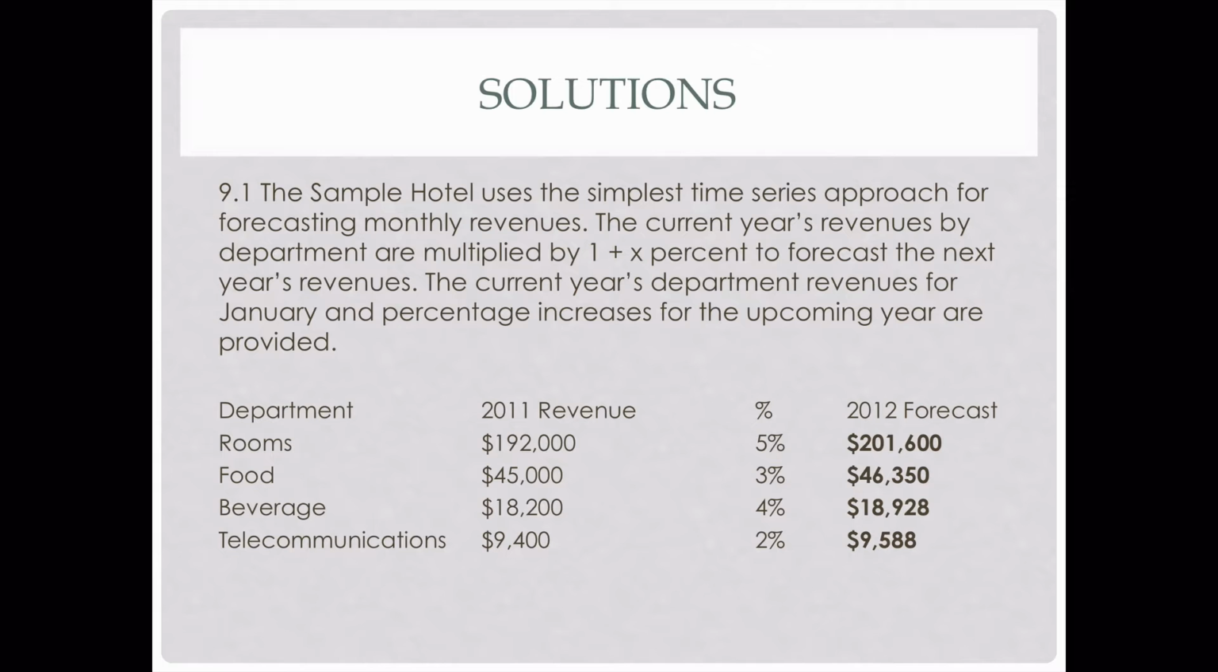The naive method, as we said before, is the simplest method. If you have no historical data, this is the method you'll usually use. Or if you don't trust your historical data, you use this method.